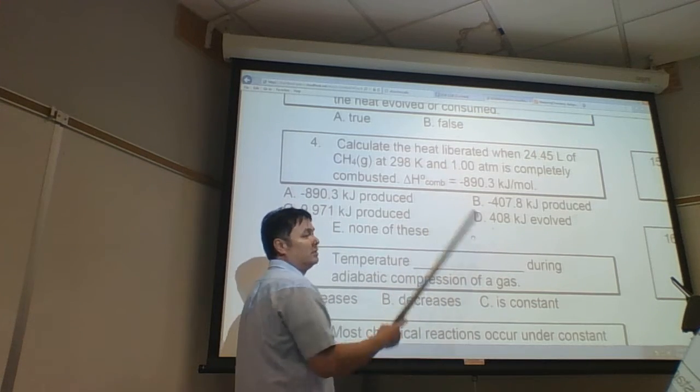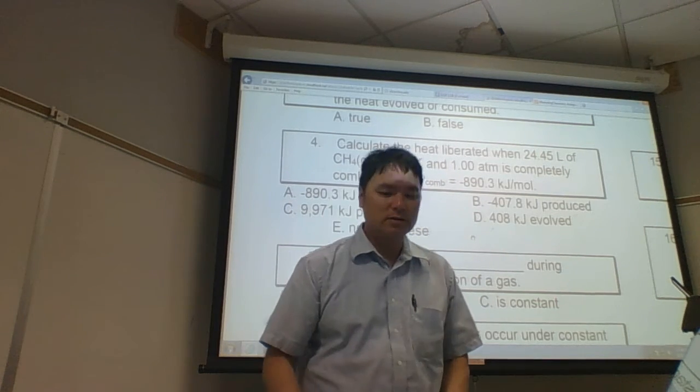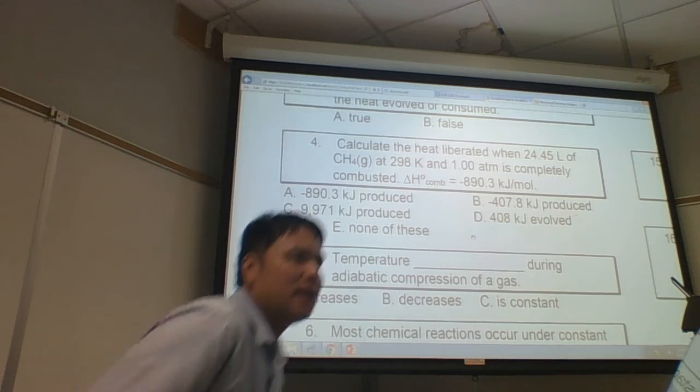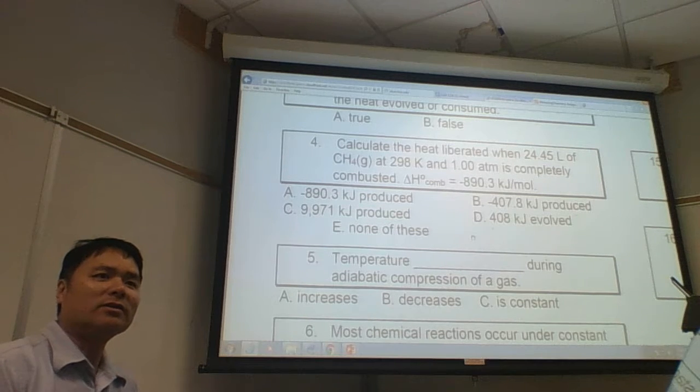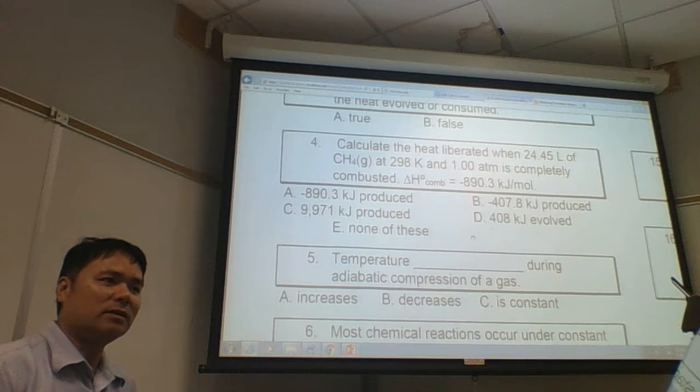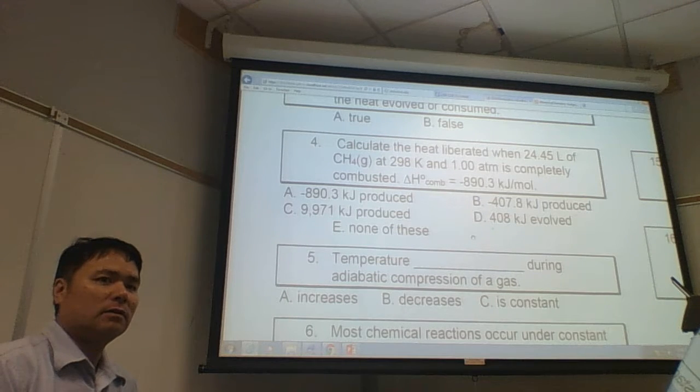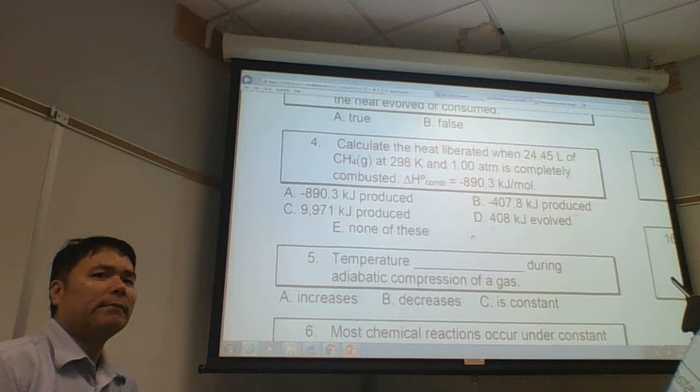When I say how much heat is liberated, what would you say? Would you say minus 890.3 kilojoules of heat, or would you say positive 890.3 kilojoules of heat? Well, if it's liberated, that means it's going out, so it should be negative, right? Okay. All right, so then let me ask you which is correct.